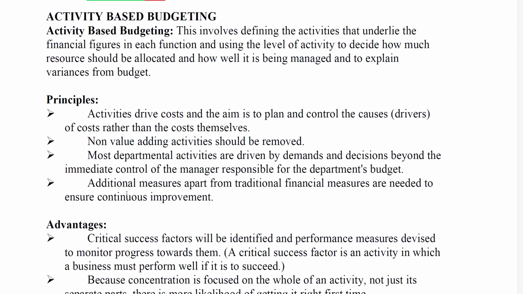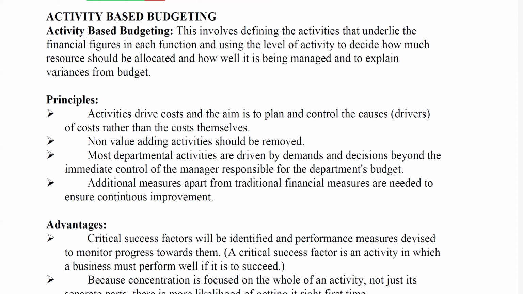Okay, so the next system of budgeting, which we have to look at, is what we call activity-based budgeting. And for activity-based budgeting, you have to cast your mind back to activity-based costing. Now, this activity-based budgeting is a budgeting system which involves defining the activities that underlie the financial figures in each function and using the level of activity to decide how much resource should be allocated and how well it is being managed, and to explain variances from the budget.